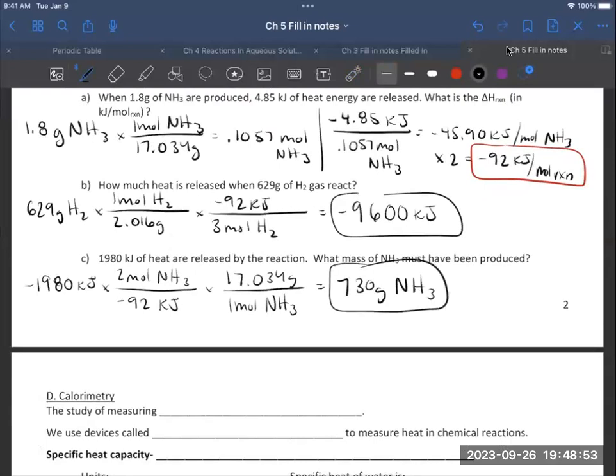Again, can you explain what that means? If this reaction released this much heat energy, that means we must have also produced 730 grams of ammonia. Okay, so that's part one of the notes. Go ahead and take a breather, take a little 5-minute break, and then go on to the next part of the notes, please.